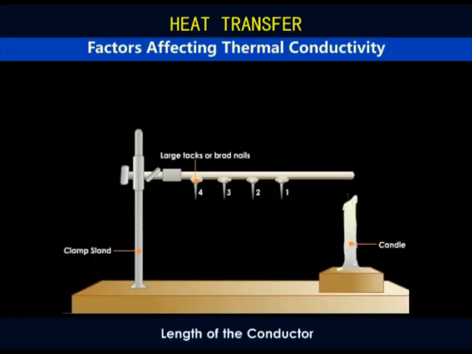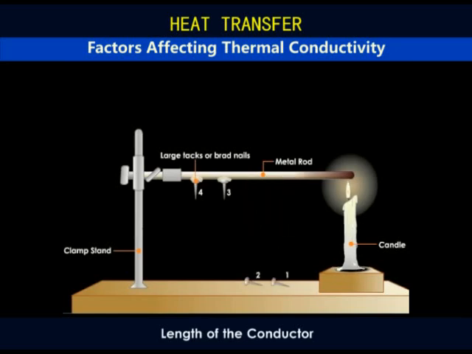Now, consider this metallic bar held on a stand. We attach iron nails on the bar using candle wax. Then heat one end of the bar with a candle flame. The rod gets heated and slowly the nails fall down one by one, starting with the one closest to the flame. This demonstration shows that conductivity depends on the length of the conductor.